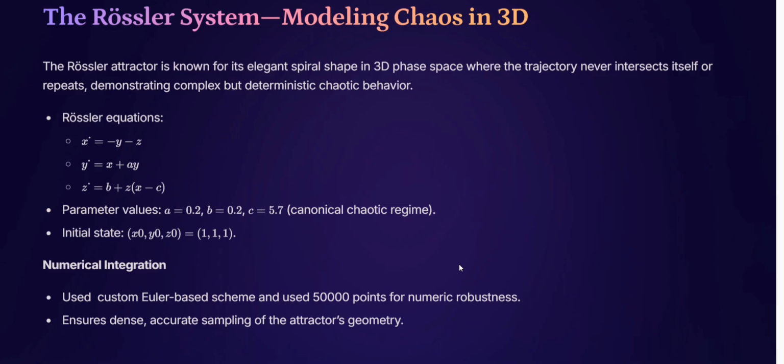Rössler system. The Rössler attractor is known for its elegant spiral shape in 3D phase space, where the trajectory never intersects itself or repeats, demonstrating complex but deterministic chaotic behavior. And there is a Rössler equation given, and its parameters we used to obtain a canonical chaotic regime, and the initial states were taken as 1, 1, 1 respectively for x, y, and z. For numerical integration we used a custom RK-based scheme and used 50,000 points for numerical robustness, which ensures dense, accurate sampling of the attractor's geometry.